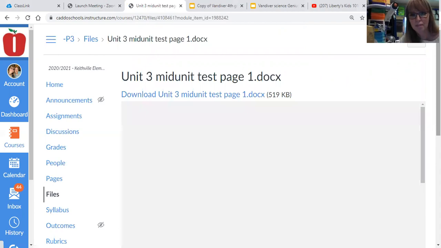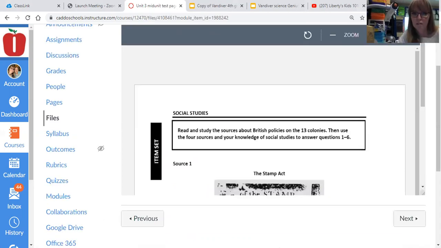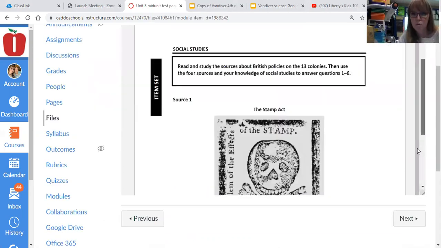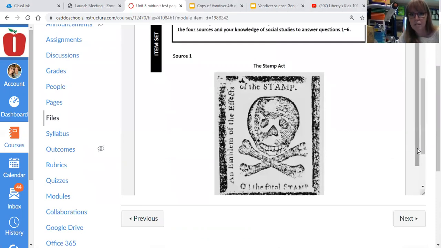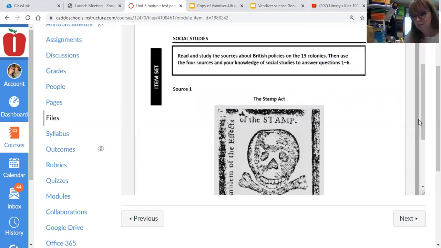So this will be our source 1. Source 1 is a picture of a stamp, an emblem of the effects of the fatal stamp. Based on source 1, which of the following best describes what goods the British Empire taxed with the Stamp Act? A, sugar, B, tea, C, manufactured goods, or D, paper documents?